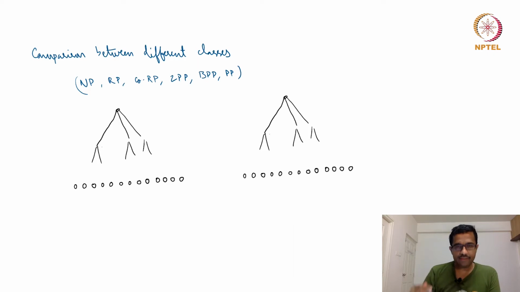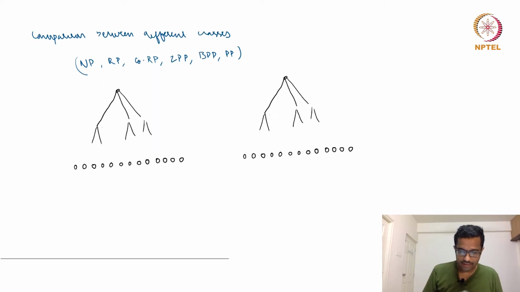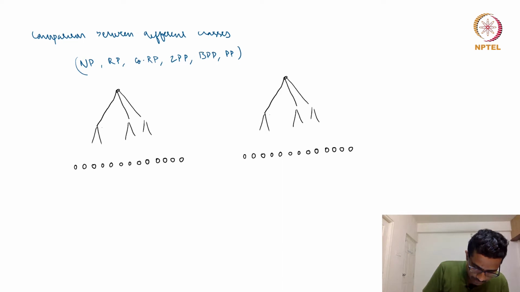In the past lectures, we've seen different randomized complexity classes. In this lecture, we will see a high-level comparison between all of these randomized complexity classes. What we will do is start with NP as a baseline, and then move to different randomized complexity classes. So let's take NP first to begin with.